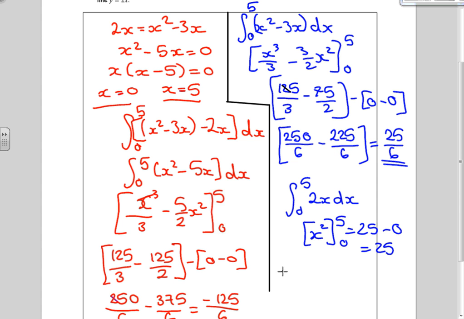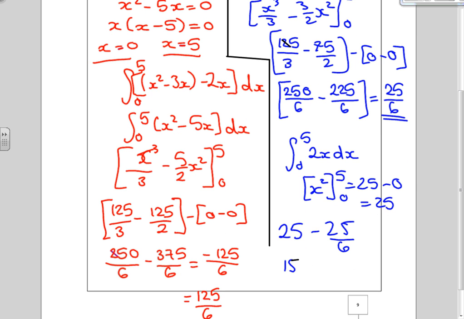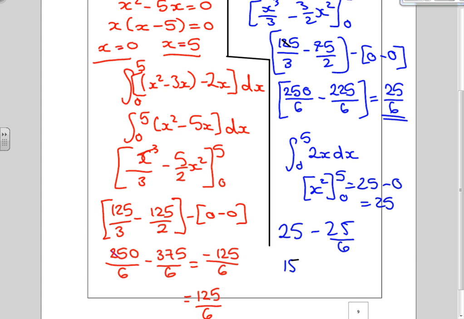Of course 25 is bigger than 25 over 6, so I do 25 minus 25 over 6. If I change 25 so that it's over 6, that gives me 150 over 6 minus 25 over 6, which gives me an area of 125 over 6. So again, you can see whichever method you choose to use, you end up with the same area. But of course, the subtraction method seems to be a lot simpler.